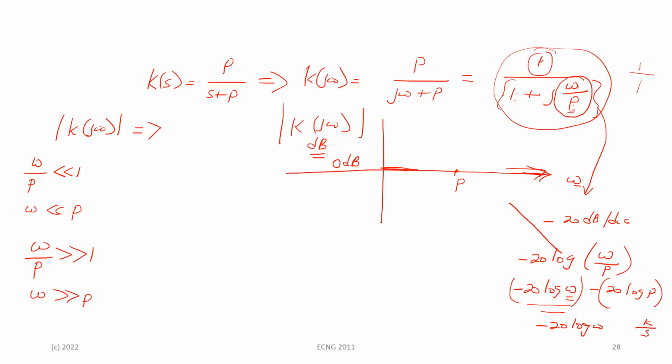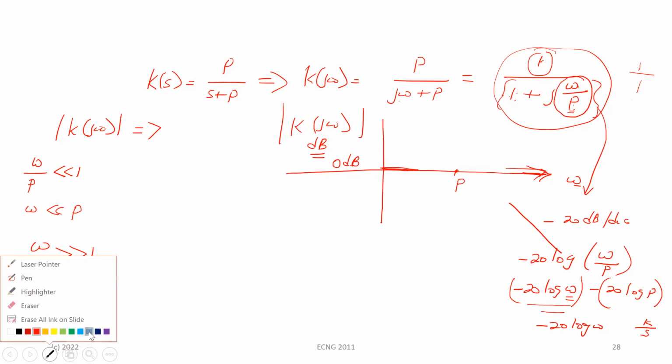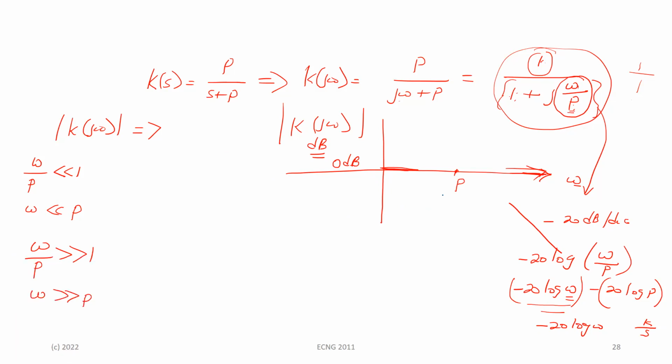Yes, sir. Right. So the two parts, we put the two parts together. Omega much less than P, the plot is, let me just change the color here. Omega less than P, the plot is 0 dB. Omega much greater than P, the plot is minus 20 dB per decade. It's an asymptotic thing, so we're not drawing any curve. So we join the two lines together. They intersect at the point P.